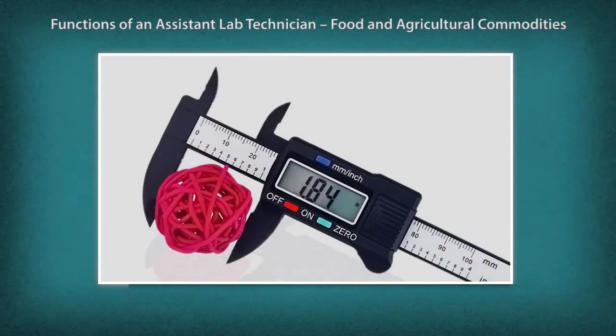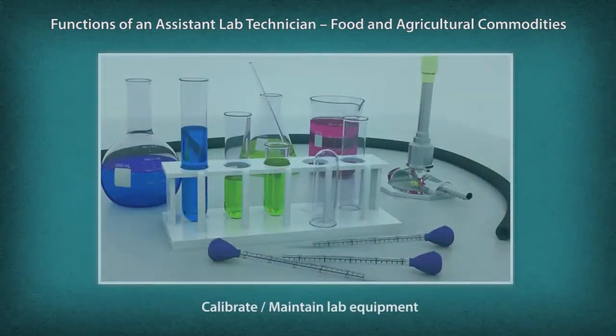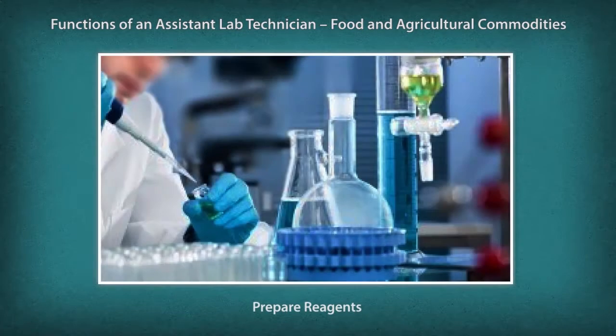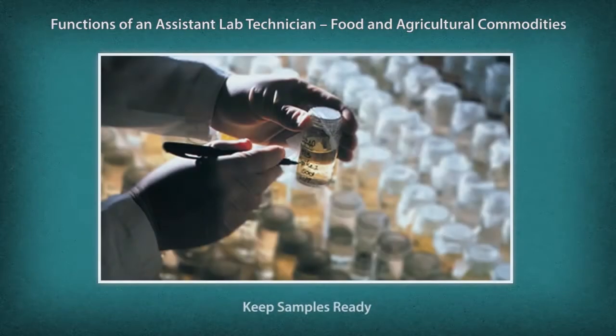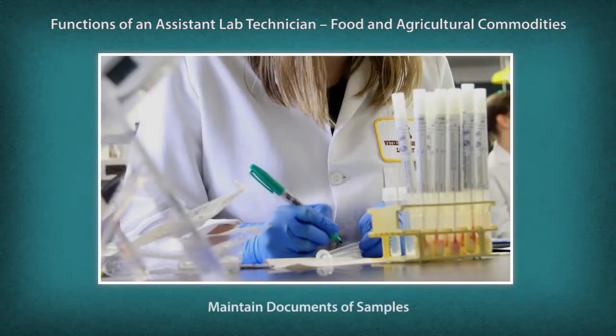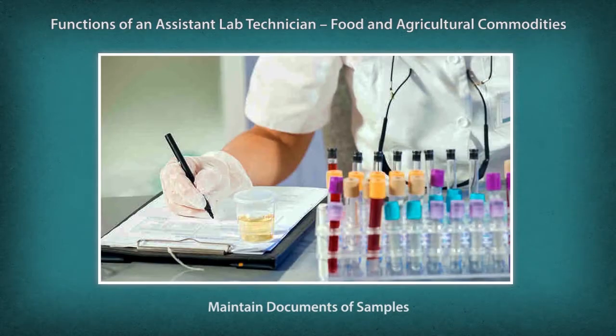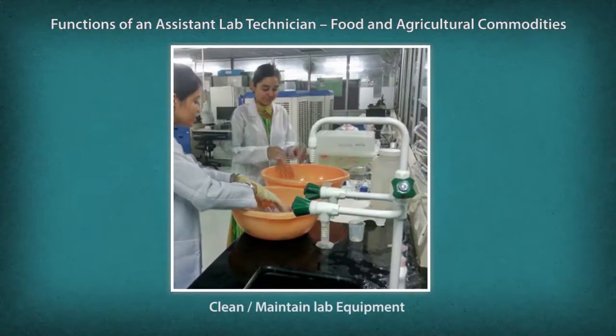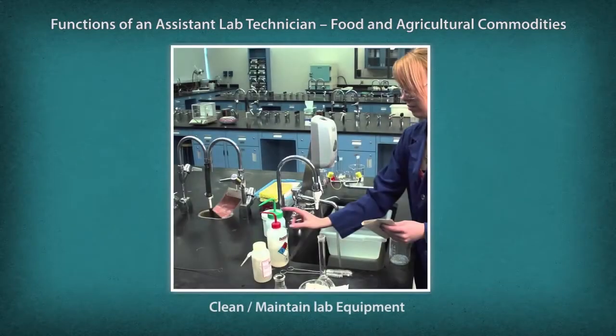Overview of the production process. An assistant lab technician, food and agricultural commodities, performs the following functions for the production process: calibrate and maintain the lab equipment, prepare reagents for the food lab activities, testing, keep samples ready for quality analysis and testing, maintain documents of all samples to be tested or analyzed, assist in quality analysis and testing of the samples, prepare and maintain the test results of the quality analysis, clean and maintain the laboratory equipment for the next batch of testing.